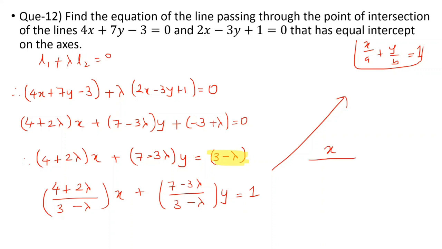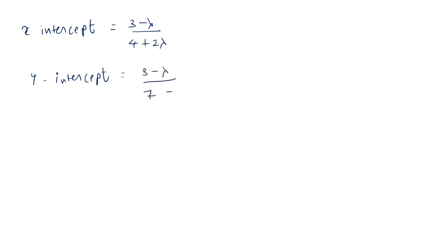Okay, to compare with this, we need to write x upon, now make sure that you will not make any mistake, 3 minus lambda upon 4 plus 2 lambda plus y upon 3 minus lambda upon 7 minus 3 lambda equal to 1. So now compare this line with the standard line and you will get some a and b, I mean x-intercept and y-intercept. So x-intercept is equal to, I can't go to the previous slide, so I am directly writing, 3 minus lambda upon 4 plus 2 lambda, and y-intercept is equal to 3 minus lambda upon 7 minus 3 lambda.